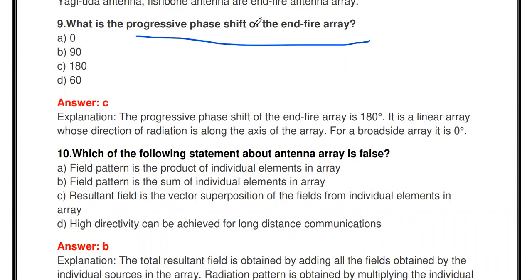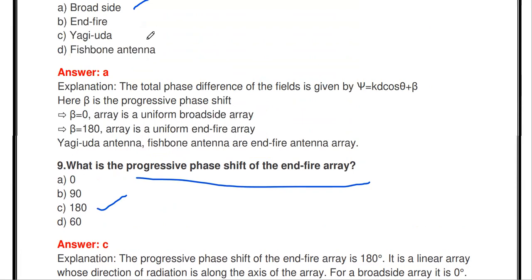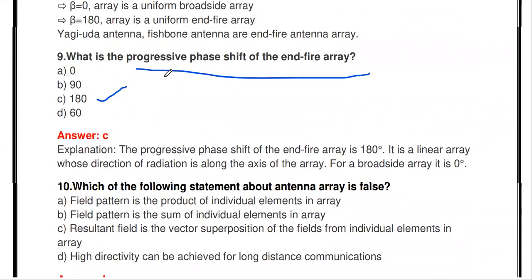So what is the phase shift we are applying in end fire array? It is a 180 degree phase shift. So the progressive phase shift in the end fire array is 180 degrees. In broadside array it is 0 degree. Okay, you just remember it.